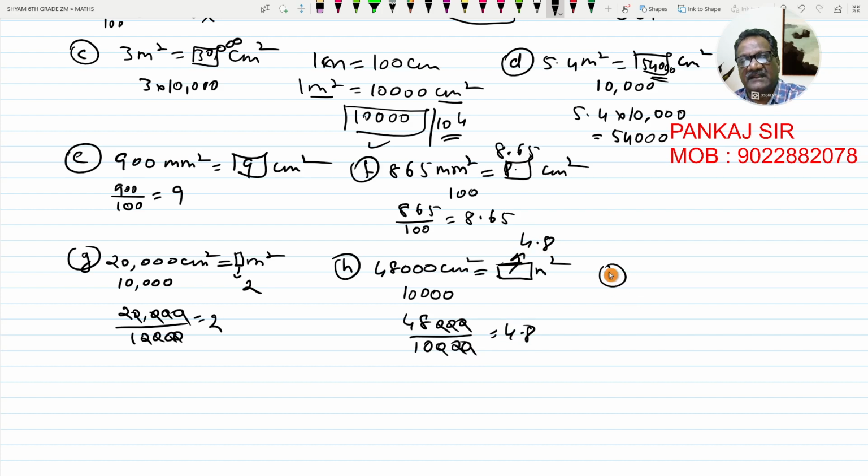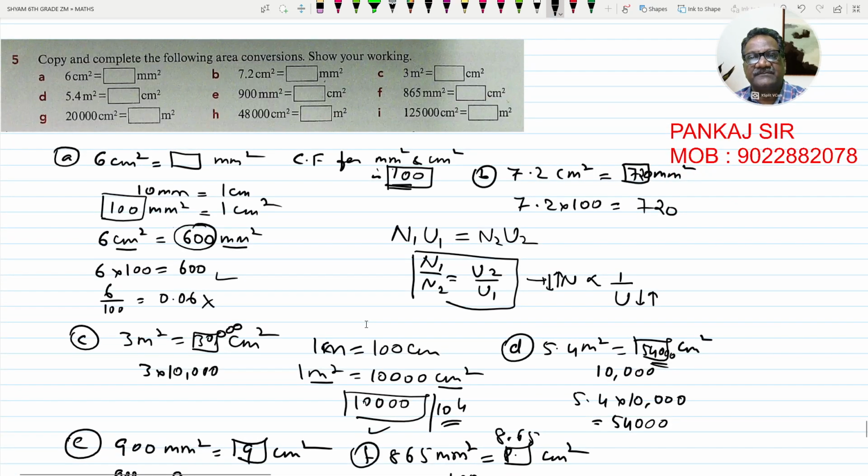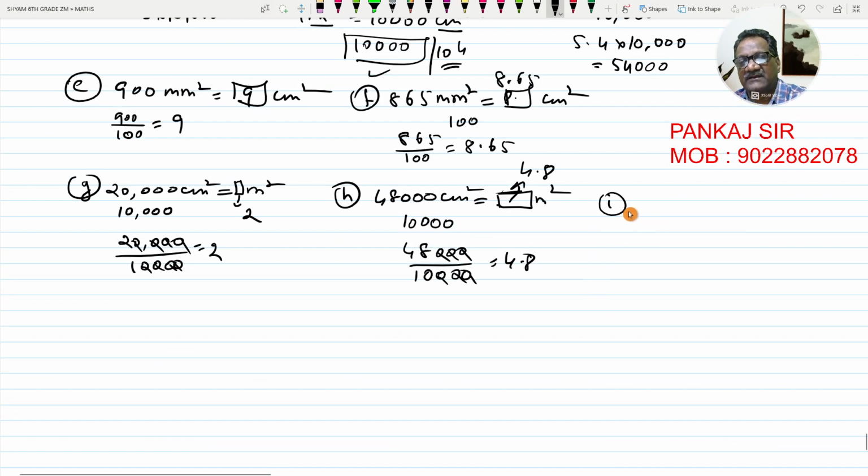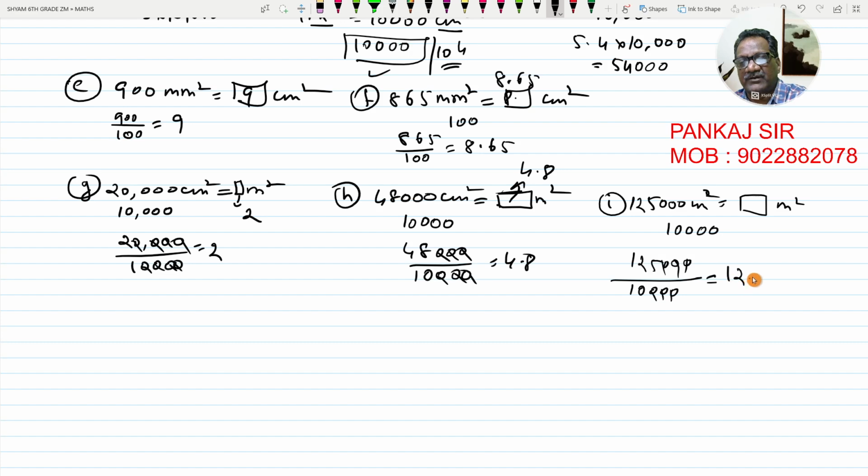And the last one, I, is 1,25,000 centimeters squared is equal to how many meters squared? Again the conversion factor between centimeter square and meter square is 10,000. So 125,000 I am going to divide by 10,000. Why I've divided, you know very well, and I'll get the answer as 125 upon 10, which is 12.5.